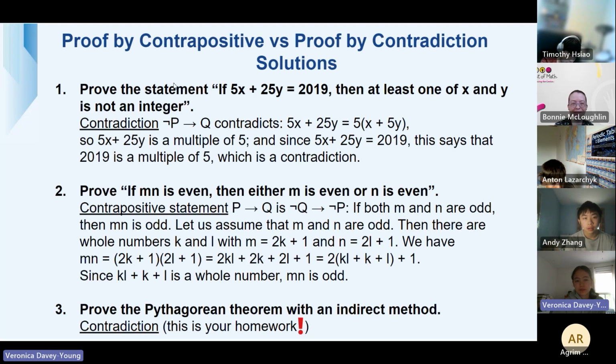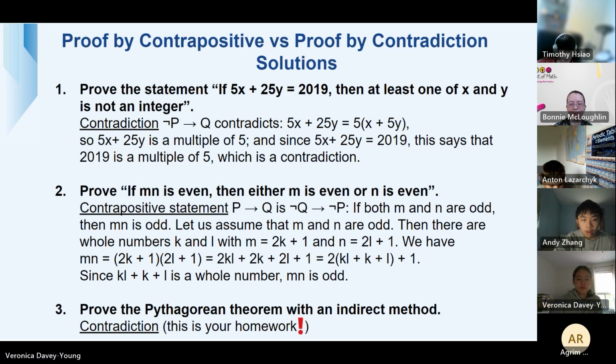So for the first one, if we're proving if 5x plus 25y equals 2019, then at least one of x and y is not an integer, we would use contradiction. So we'd have 5x plus 25y equals 5 times (x plus 5y). So 5x plus 25y is a multiple of 5. And since 5x plus 25y is equal to 2019, that says that 2019 is a multiple of 5, which is a contradiction.